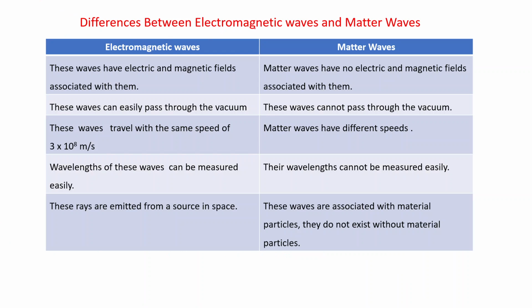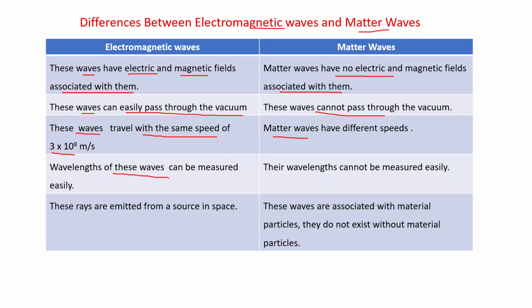Differences between electromagnetic waves and matter waves. Electromagnetic waves have electric and magnetic fields associated with them. Matter waves have no electric and magnetic fields associated with them. Electromagnetic waves can easily pass through the vacuum. Matter waves cannot pass through the vacuum. Electromagnetic waves travel with the same speed of light, that is 3 into 10 raised to the power 8 meter per second. Matter waves have different speeds.